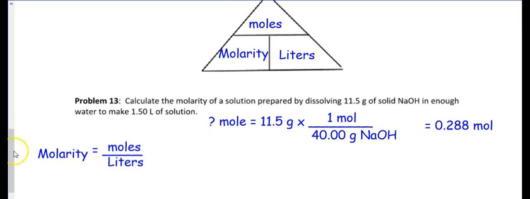Okay, so now can we go fill in this? I think we can. So molarity is equal to moles per liter, and moles is 0.288 from over here, right? What's my liters? Right here is 0.150. And when you calculate it out, you get 0.192 molarity. Okay, that's not too bad. So I don't have to give you moles. I can give you grams, and with the periodic table, you can find your moles. Okay, from there, you can find the rest. Let's go on to the next page.